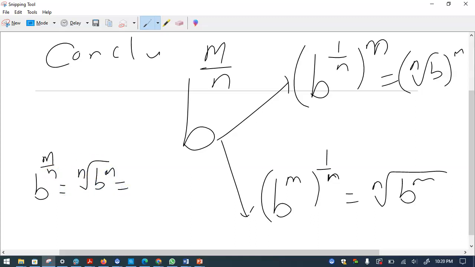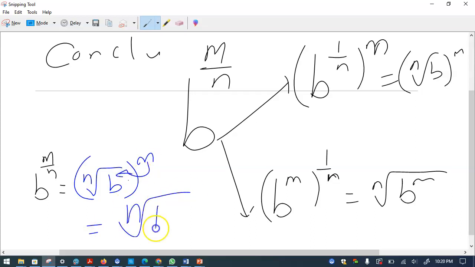Sorry, I made a mistake. This way, let me write, I'm doing it fast because it's getting late. So this is the nth root of b raised to m. Or you can put this m inside. So either you take it outside, or the nth root of b raised to m, and you're done. So I hope I'm making sense with this little 18 minutes video that helps everything.